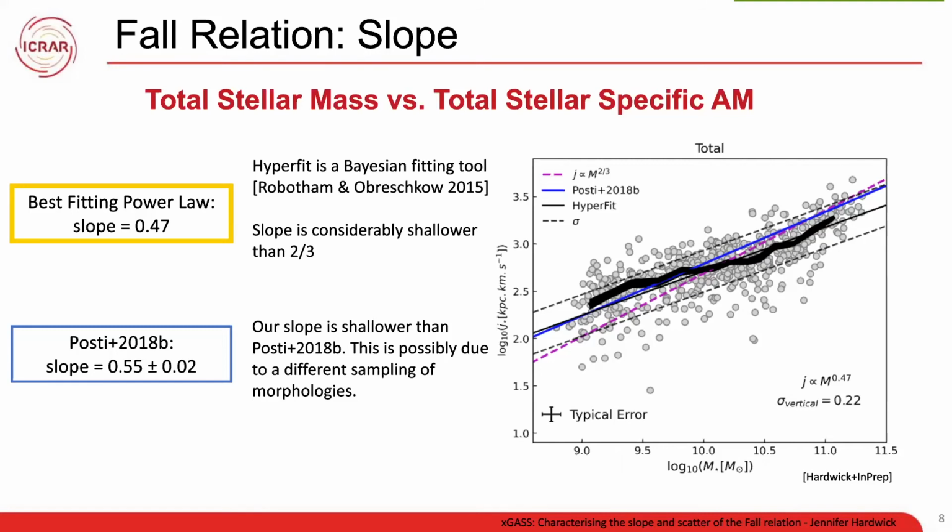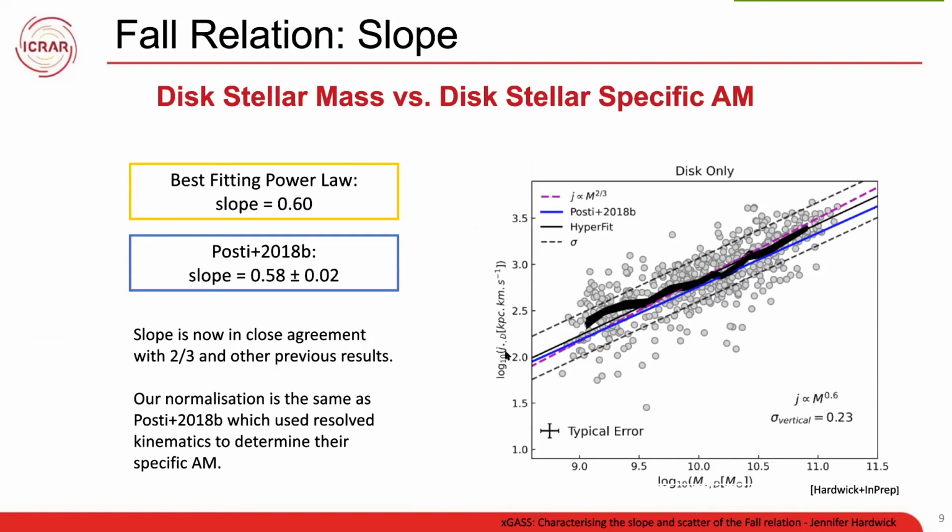We have bulge-disk decompositions for all these galaxies, so we can isolate just the disk stellar mass and the specific angular momentum contributed by the disk. And here again, I'm showing the best-fitting relation as this thin black line. Now we get a slope of 0.6, which is in much closer agreement to the Posti work, where their equivalent line for just the disk component has a slope of 0.58. And our slope is actually within error of theirs. We also still have the 2/3 slope line here in the purple dashed line. And again, we're in much closer agreement to this when we look at just the disk component of the galaxy.